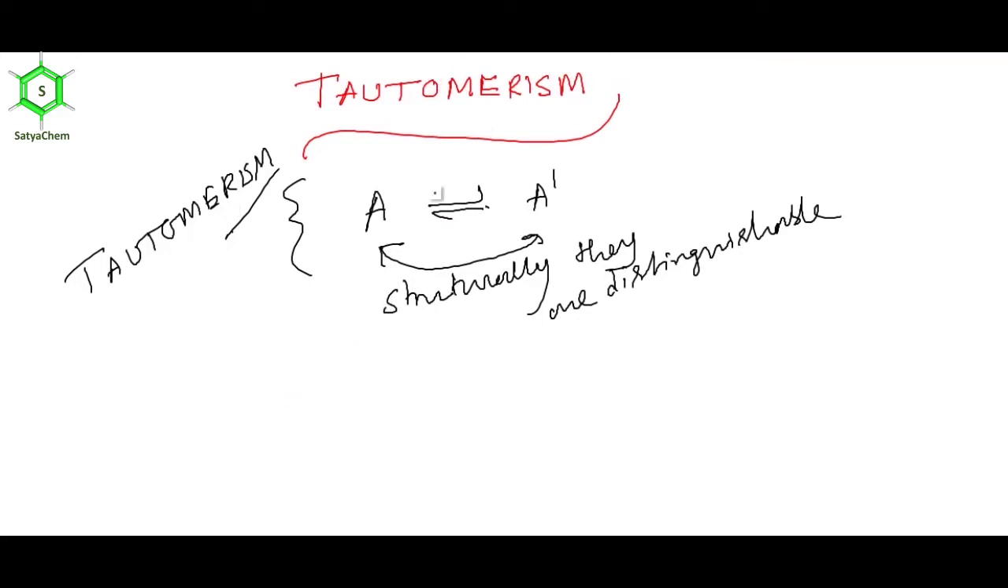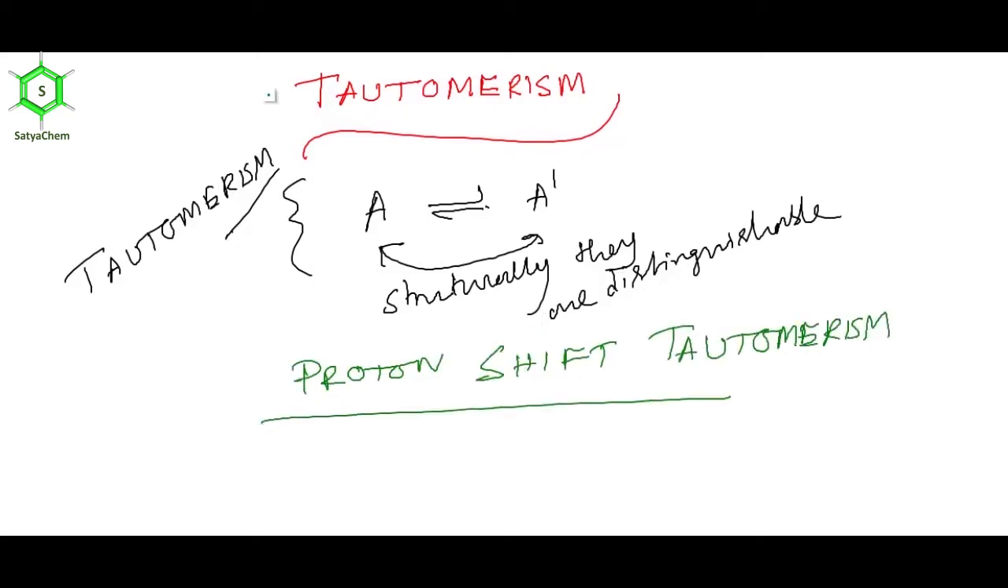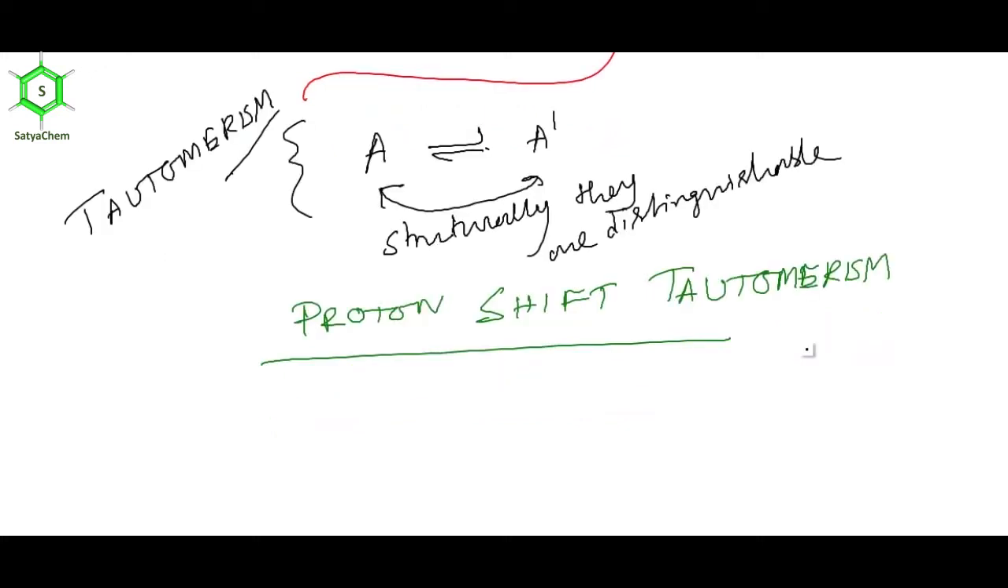So first one is proton shift tautomerism. Is that clear? What happens in proton shift tautomerism? In most tautomerism, it's a proton that shifts from one atom of a molecule to another. So actually in proton shift tautomerism, I can say that it is a 1-3 proton shift. Why I am saying 1-3 proton shift? It will be cleared after some time.